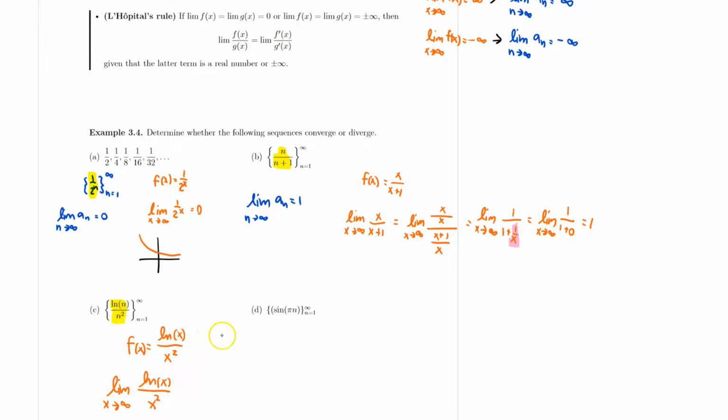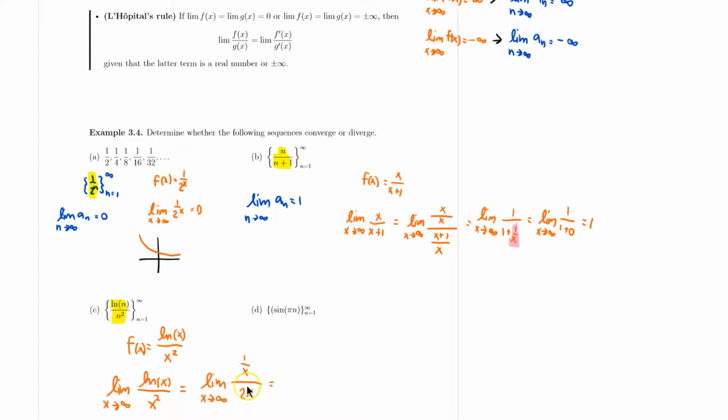So if I want to find the limit of this ratio, log of x over x squared, that is going to be the same as just the limit of their derivatives. So I take the derivative of the numerator: the derivative of log of x is just 1 over x. And the derivative of x squared is just 2x. Okay, so this is the result of using L'Hopital's rule.